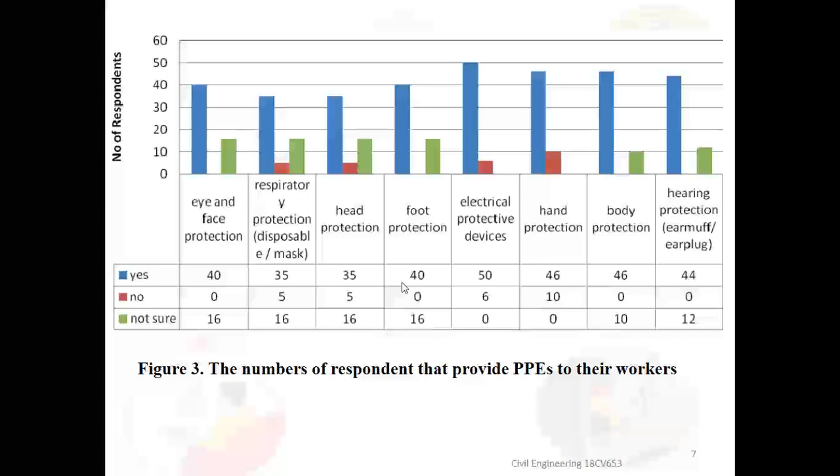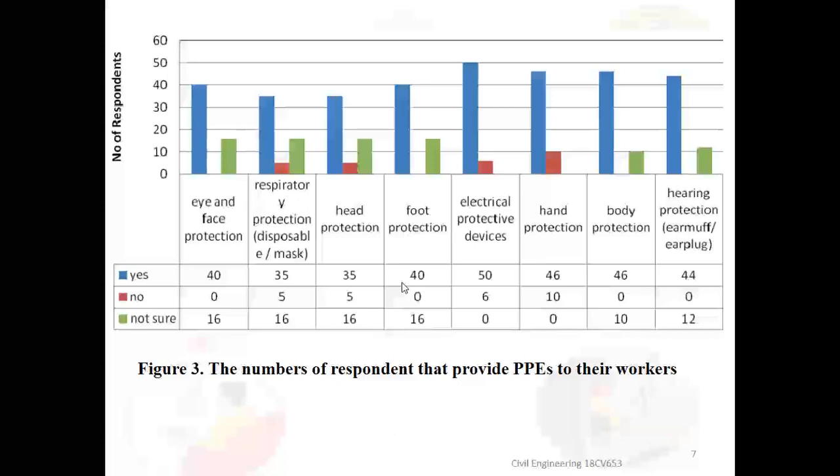Respiratory protection, disposable mask. Yes was most of them, 35 of them proposed yes, and 5 no, and 16 not sure. And similarly, most of them for head protection also preferred yes, and no is only 5, and not sure is only 16.